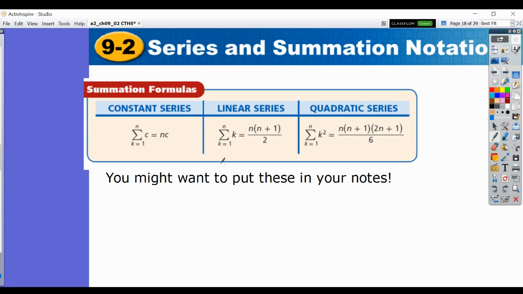Similarly, you can do this for a quadratic series. So if you're adding, what's 1 squared? What's 2 squared? What's 3 squared? What's 4 squared? What's 5 squared? If you have a quadratic, these are the perfect squares, you can find the sum of the first n quadratics using this formula here.